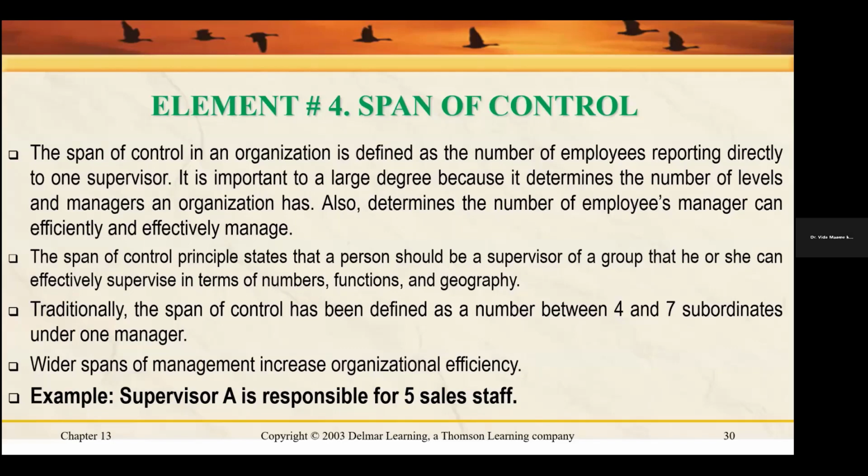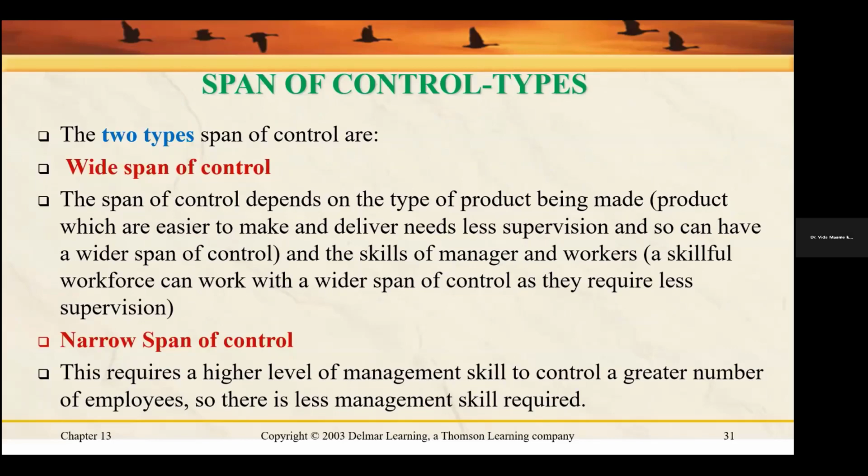With the wider span, the span of control depends on the type of products being made. Products which are easier to make and deliver need less supervision, and so can have a wider span of control. And the skills of the manager: a skillful workforce can work with a wider span of control as they require less supervision. But the narrow one requires a higher level of management skills to control a greater number of employees. So there's less management.